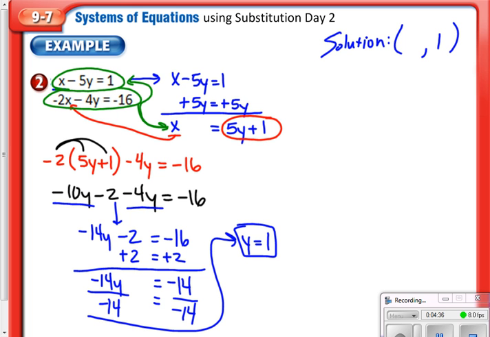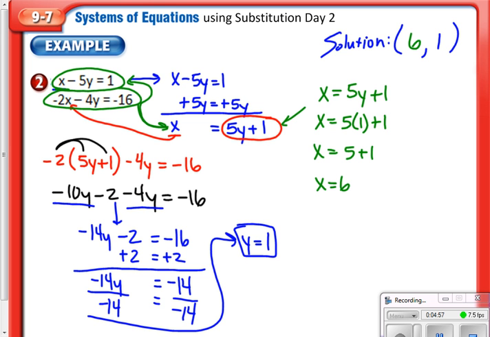So really it doesn't matter which one you plug it into. I'm going to go ahead and plug it into this equation that I have here to figure out x, because I have x by itself. So I have x equals 5y plus 1. Substitute in 1 for y. I have x equals 5 times 1 plus 1. And we get x equals 5 plus 1. We find out x equals 6. So our solution is 6, 1.